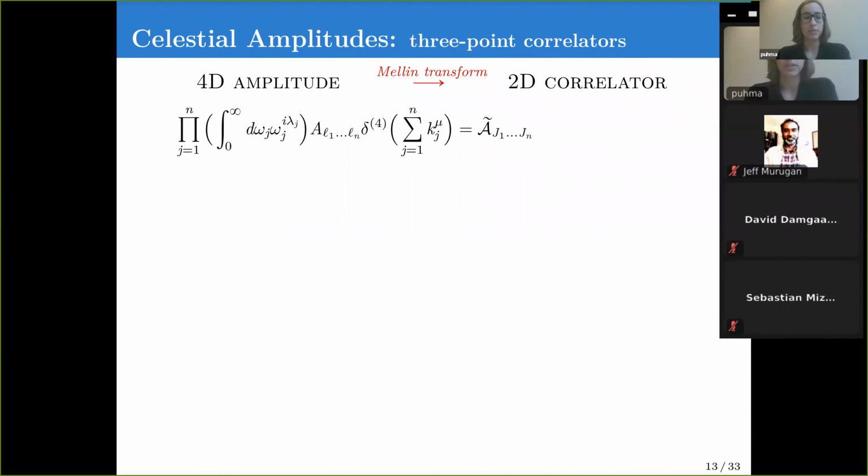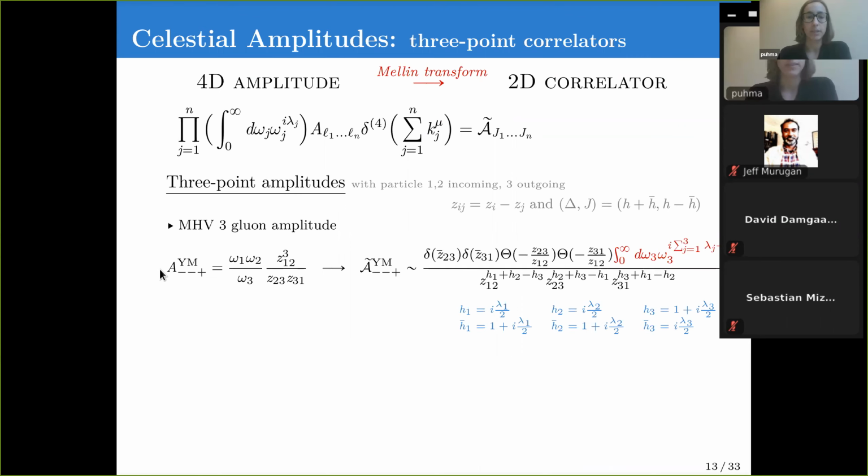Okay, so now let me give some examples of celestial amplitudes, focusing on three-point gravity and gauge theory amplitudes for now. So I take two particles to be incoming, the other one outgoing. And I will focus on the MHV sector here for illustrational purposes. The three-gluon amplitude is given by this expression in the energies and the differences of points, z_ij, on the celestial sphere. This is just a convenient way of rewriting either the spinor-helicity expression or the expression in terms of the momenta, so in terms of omega and the z_ij's. Now after a Mellin transform in the three external states, I get an expression which takes a rather ugly looking form.